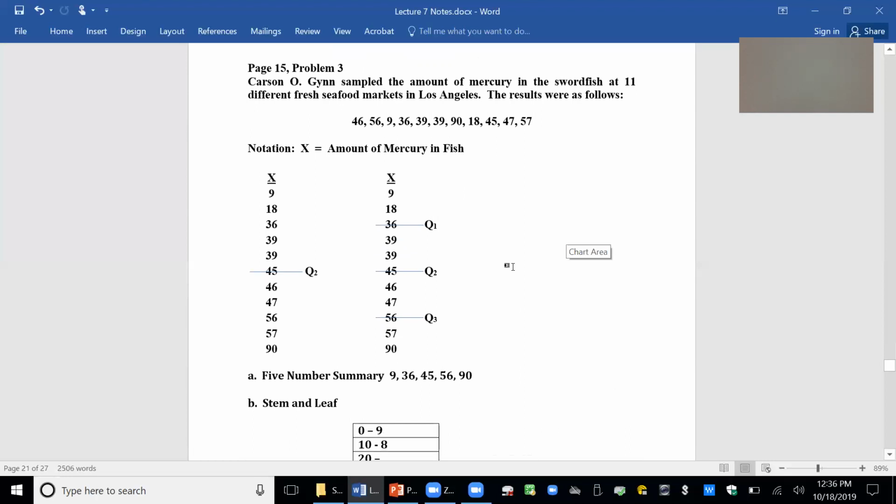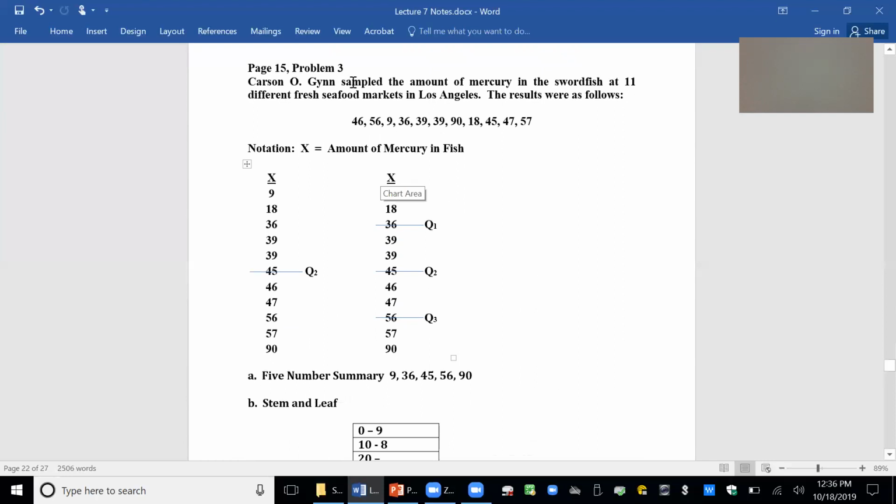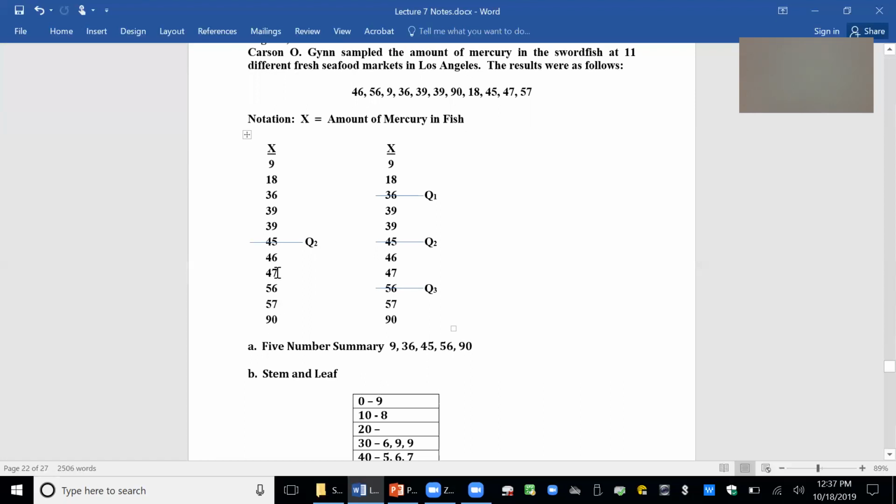Okay, our last problem for the day. I think it's our last problem. Page 15, number 3. Carcinogen sampled the amount of mercury in swordfish at 11 different seafood markets in LA and got the following results. So I take the data, what do I do with it? I sort it. And it looks like I got a mode of 39. There are 2 of those, and no other repeats. I don't see any repeats.